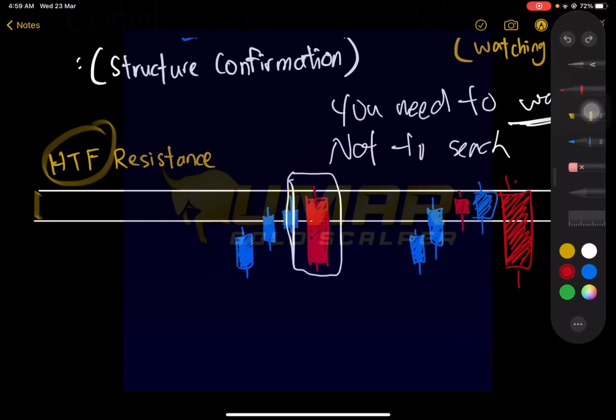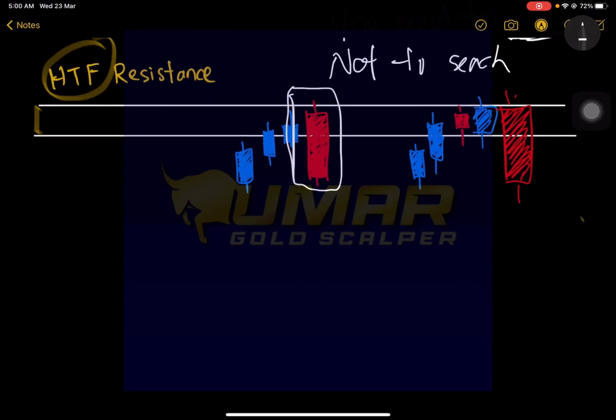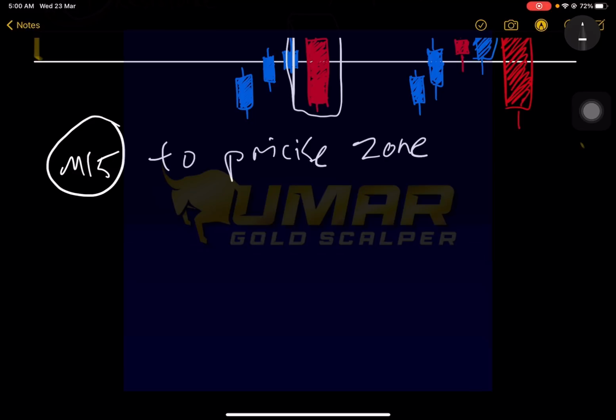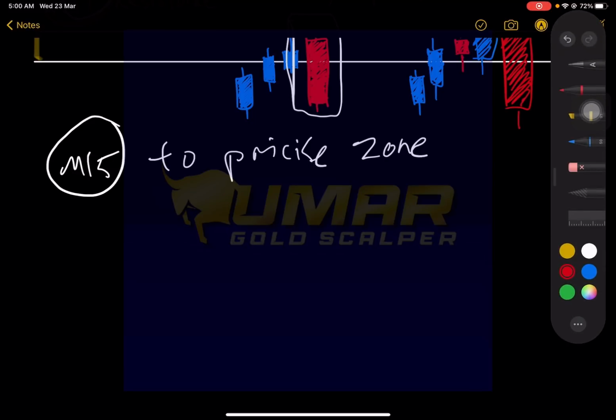So when we are done waiting and the confirmation has arrived, and then we will go to M15 to precise our zone. Alright, so this is on H4 confirmation, and the zone is on the higher time frame, and to precise the zone we are going to M15, right? So right, listen folks, this is really important.